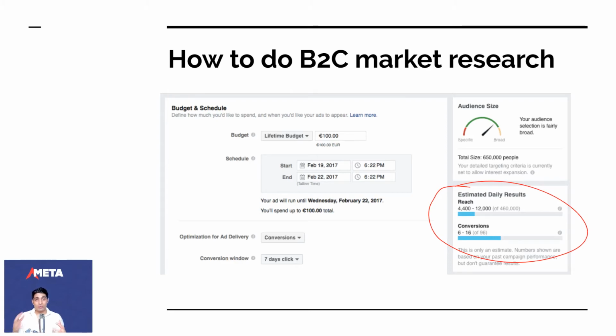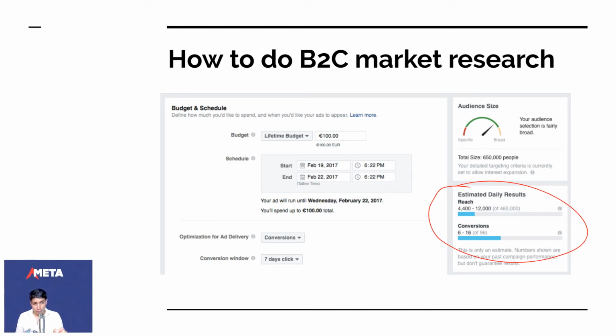One of the ways we do B2C market research is we go to Facebook Ad Manager, we put out a small ad, or we set the criteria for an ad, we set some barriers. We say, okay, we want to target all the people who live in, say, Nagpur, who make a household income of at least 10 lakhs. Maybe that's your market. Then you can get the estimated daily results and reach.